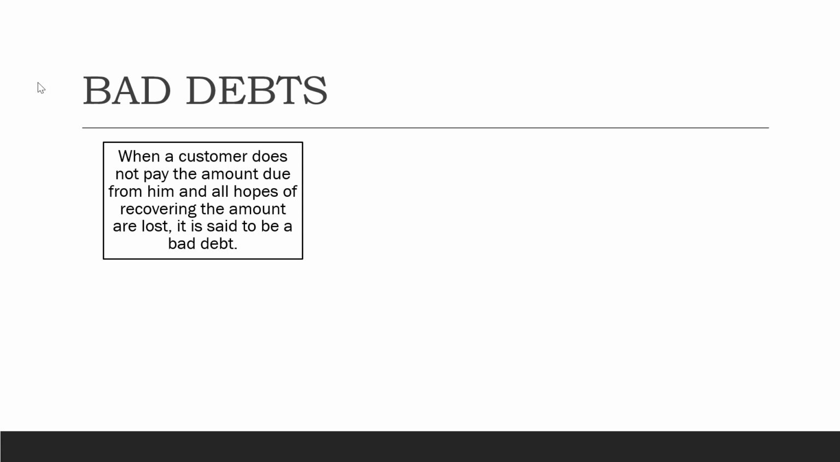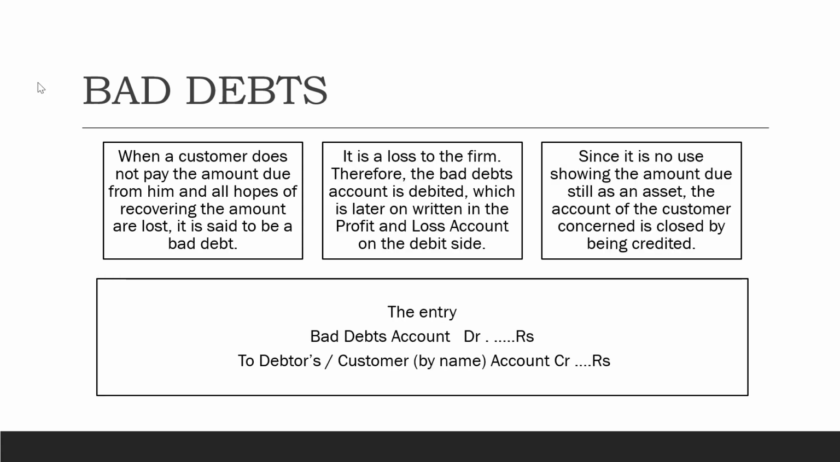Can you read, Aravind? When a customer does not pay the amount due from them and all the hopes of recovering the amount are lost, it is said to be a bad debt. It is a loss to the trader. Therefore, the bad debt account is debited. It is later written off to the profit and loss account on the debit side. There is no use showing the amount due still as an asset. The account of the customer concerned is closed by being credited. Okay.